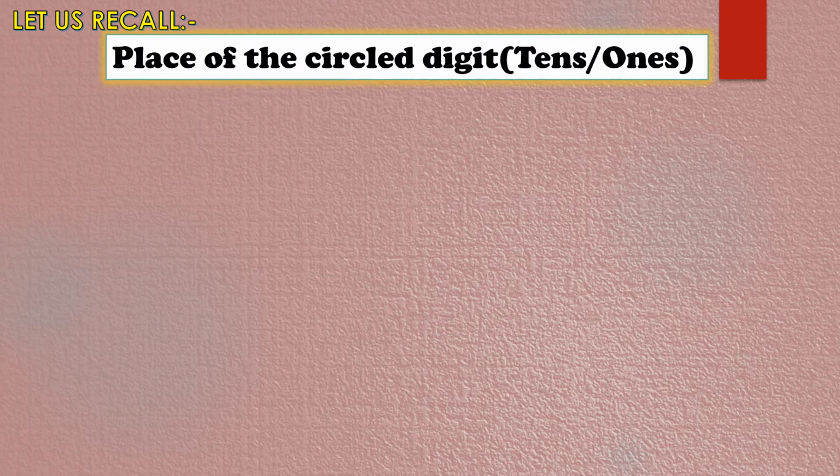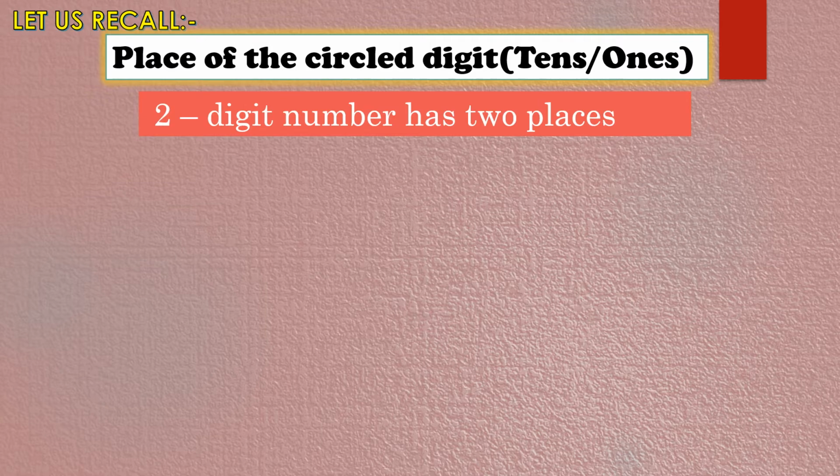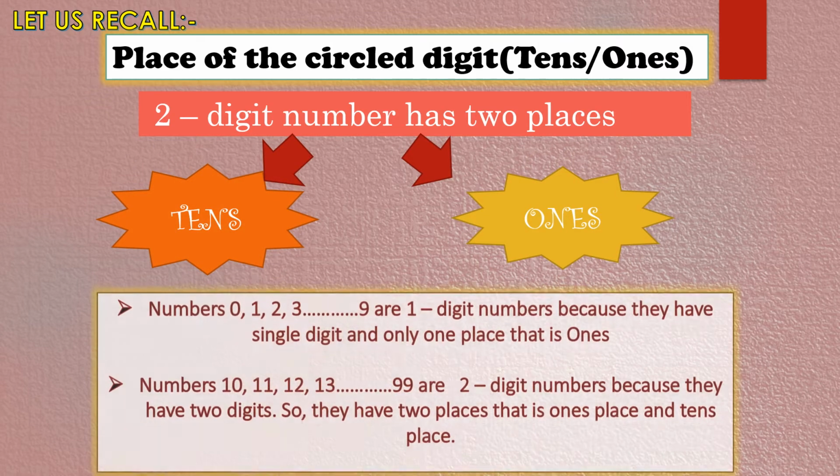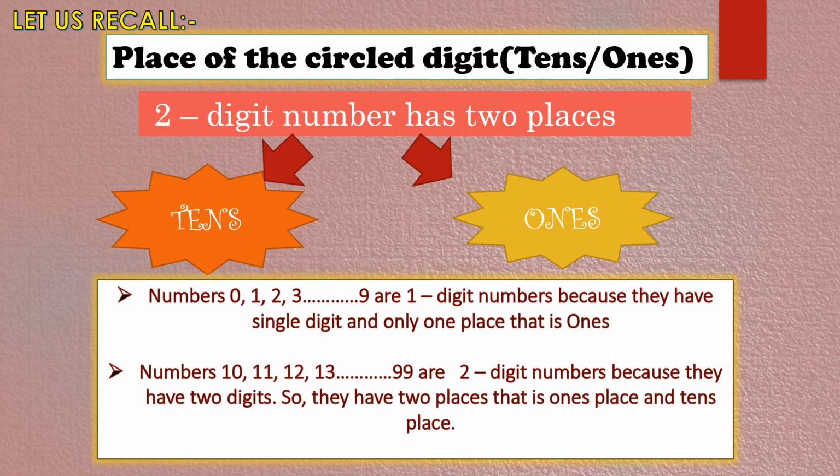Let us recall place of the encircled digit, tens or ones. A two-digit number has two places, that is tens and ones. Numbers 0, 1, 2, 3 and so on till 9 are one-digit numbers because they have single digit or only one place, that is ones. Numbers 10, 11, 12, 13 and so on till 99 are two-digit numbers because they have two digits. So they have two places, that is ones place and tens place.